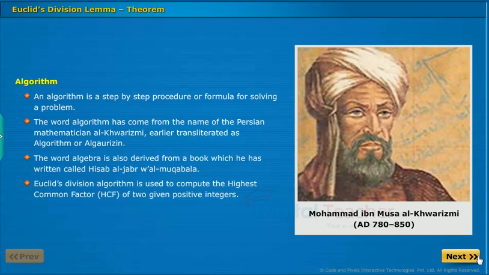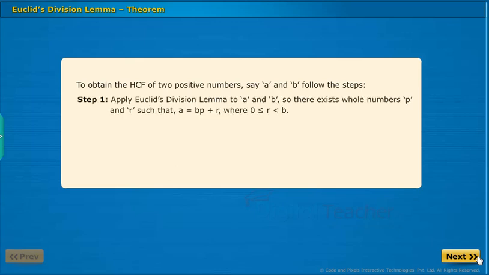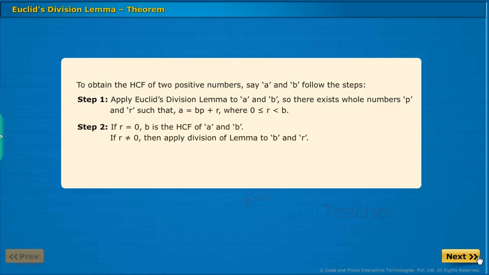Euclid's division algorithm is used to compute the highest common factor, HCF, of two given positive integers. To obtain the HCF of two positive numbers, say a and b, follow these steps. Step 1: Apply Euclid's division lemma to a and b, so there exist whole numbers p and r such that a is equal to bp plus r, where 0 is less than or equal to r, which is less than b. Step 2: If r is equal to 0, b is the HCF of a and b.